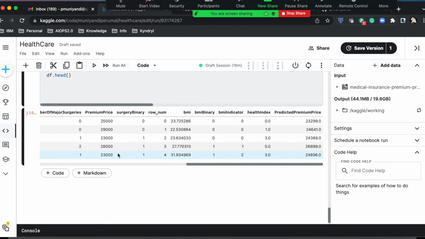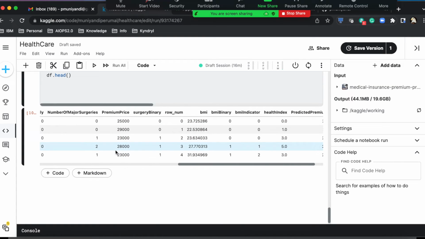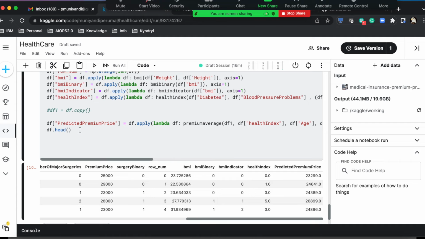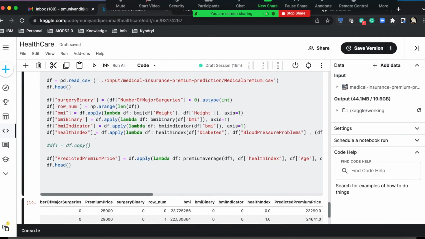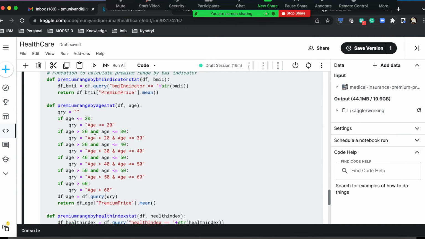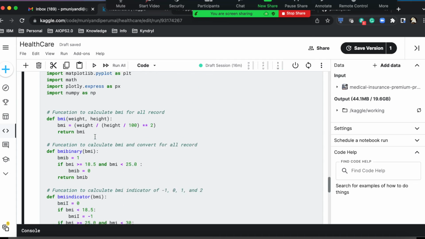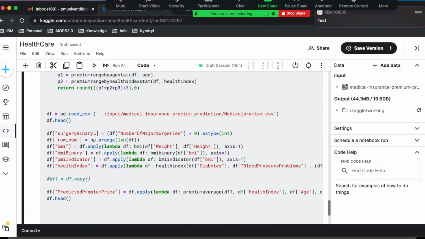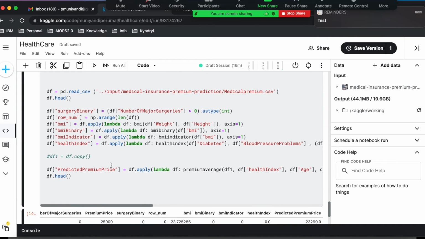My data set has only 1,000 records. Suppose in one company they might have n number of records, lakhs and lakhs of records. So I predicted my price. This is the predicted price. This is the data calculation which I did. Any question on the functions which I have written here? I wrote a few functions and then applied them to my data set. That is nothing but data translation and transformation. I did all the data translation and transformation.